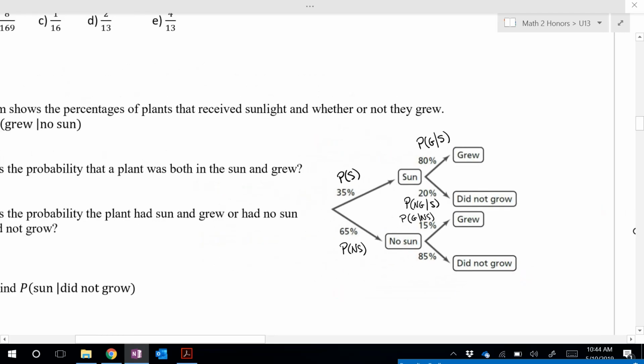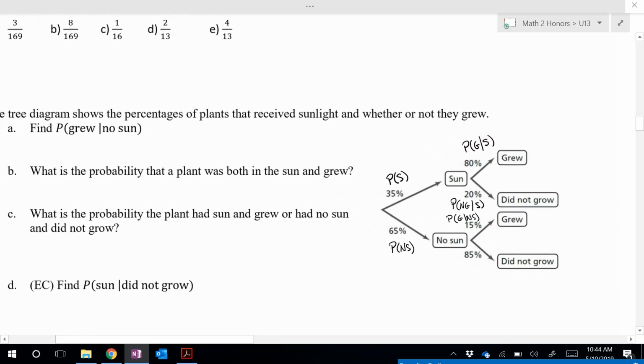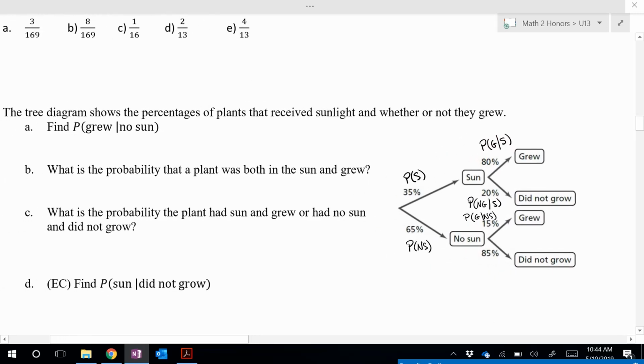So let's try to answer some questions now. A says, what's the probability that it grew given no sun? We just labeled it. We just read it from our tree diagram there, right? All right.